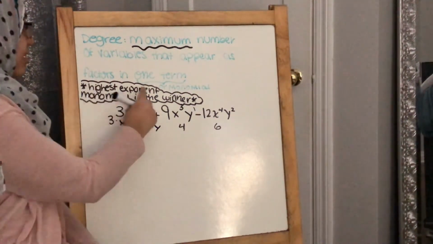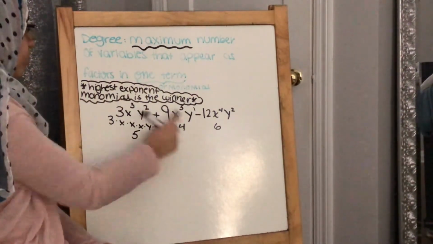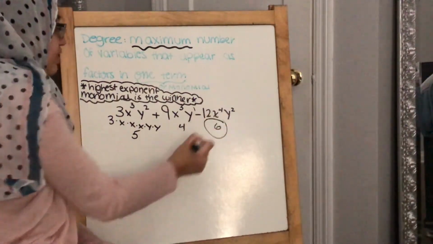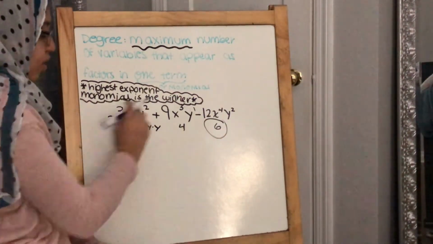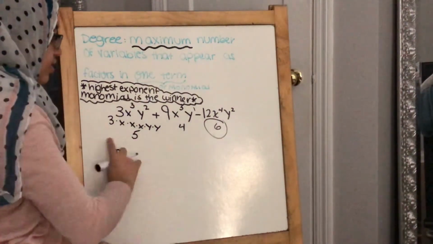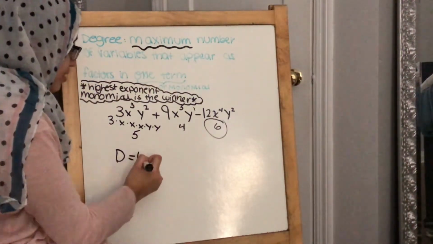So the highest exponent, the monomial with the highest exponent, is the winner. So over here, 6 is the winner because 6 is the largest. So in this monomial, in this polynomial, in this expression, our degree is 6.